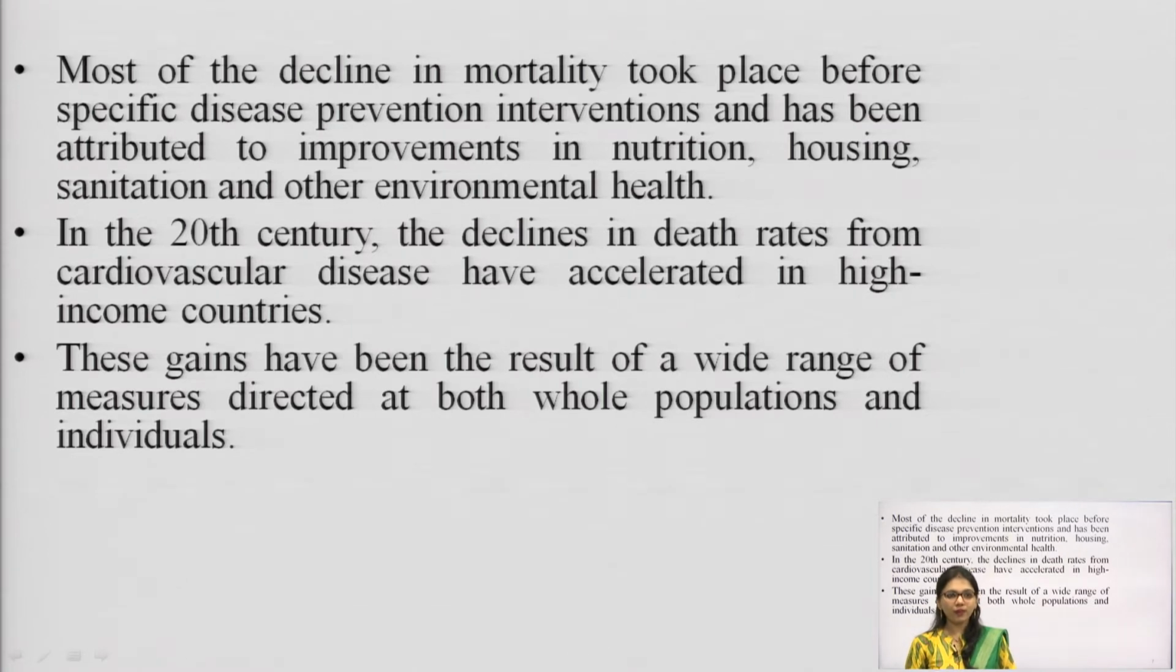Another case we have seen in the 20th century is that the decline in death rate from cardiovascular disease accelerated in high income countries. Basically we are seeing the gradual prevention of disease, and how in the 20th century there was a decline in death rate from cardiovascular disease. The gains have been the result of a wide range of measures, directed at the whole population and at individuals, for how we can prevent the disease.